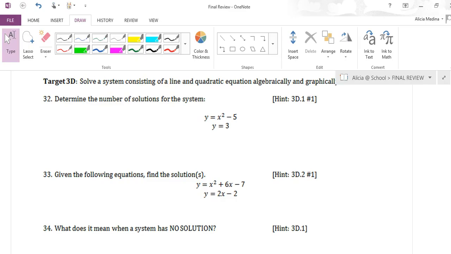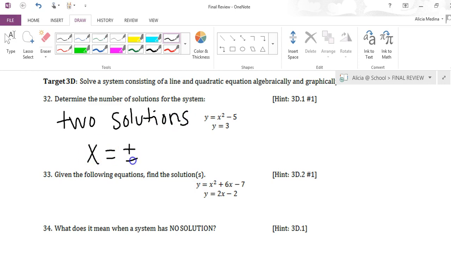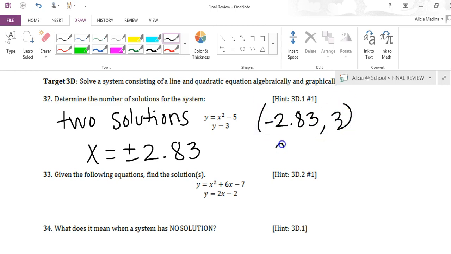So going back to my notes here, if it's determining the number of solutions for the system, you can also graph this by hand. Set them equal, figure out how many times they intersect, solve for those x values. But here, all I have to say is 2 solutions if I use my calculator. And those solutions would be x would equal a positive or a negative 2.83, right? Because I've seen those 2 intersection points of negative 2.83, 3, and a positive 2.83, 3. So those are my 2 solutions.